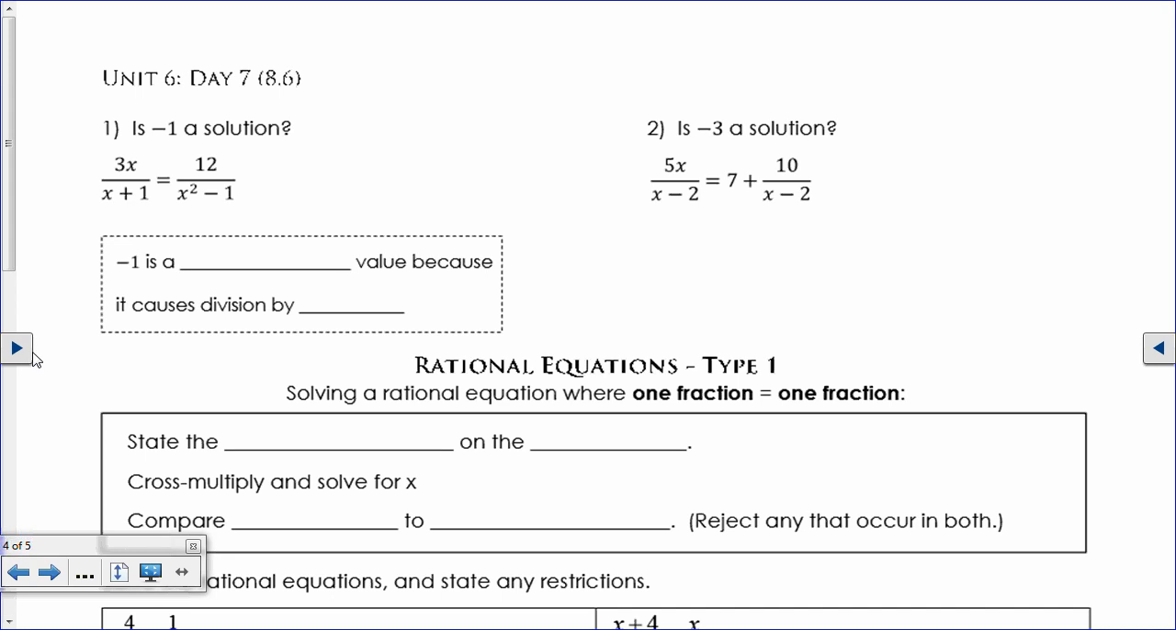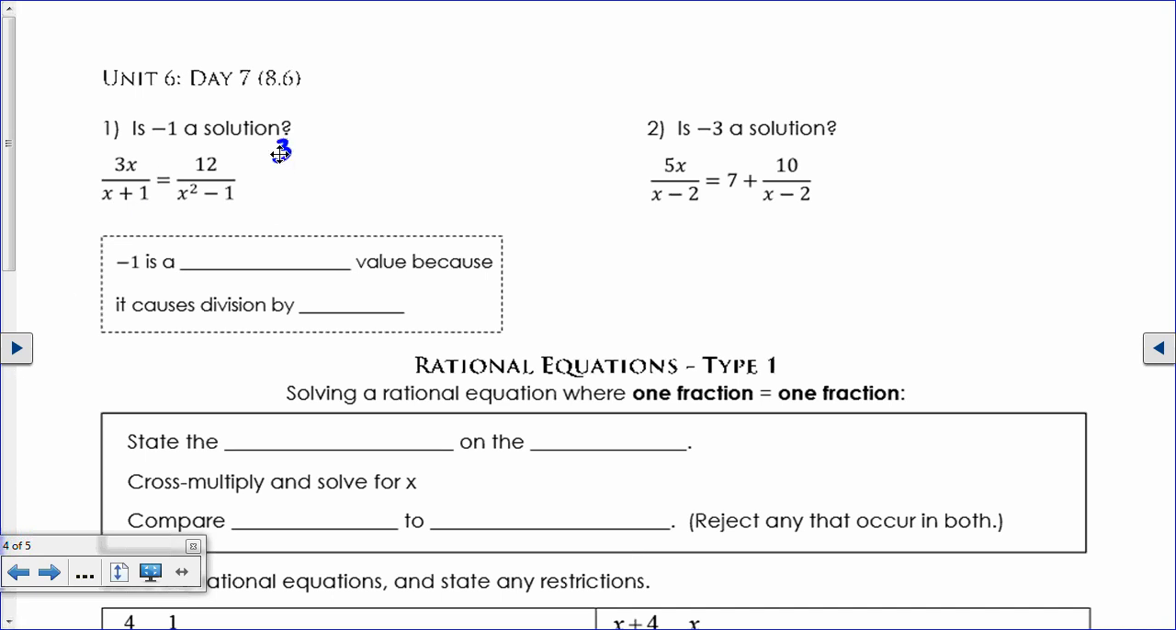So I have two questions here. I have one situation where I'm asking if -1 is the solution, and another one where I'm asking if -3 is the solution. How do you think you would check if they have this kind of question? They're not asking you to solve. They're just saying, here's a number, would it work? You do what? Plug it in. So let's see if -1 will work here. So we're going to plug it in.